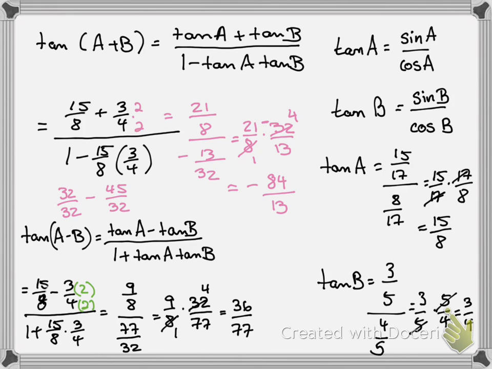Now the last question is, what is the quadrant of A minus B? Again, look at the difference. The sine of A minus B has a positive 36 over 85, and the tangent of A minus B has a positive 36 over 77. So in which quadrant are the sine and the tangent positive? That would be quadrant 1.